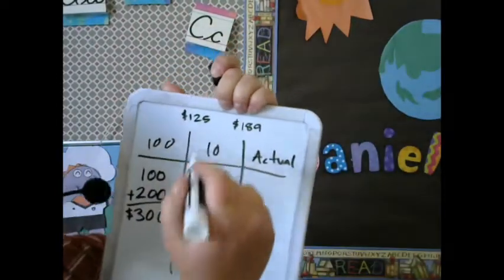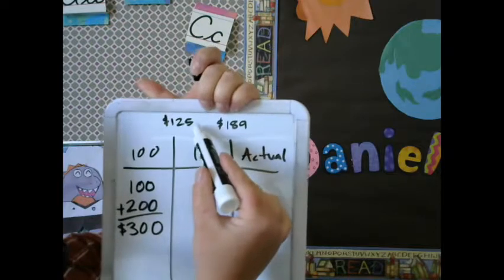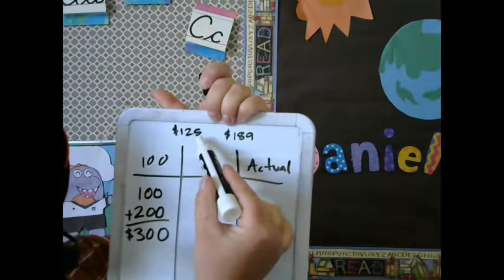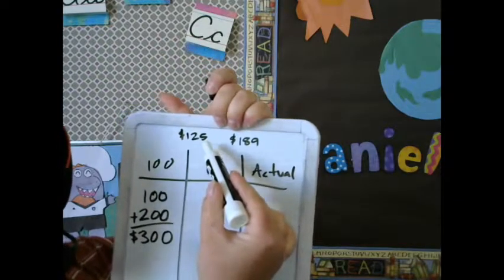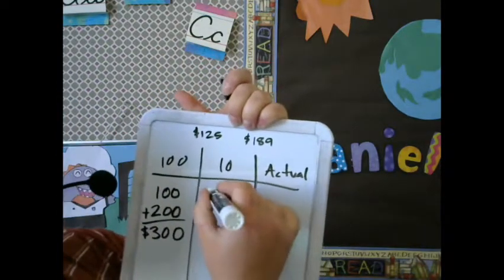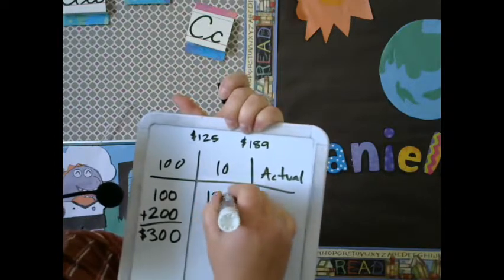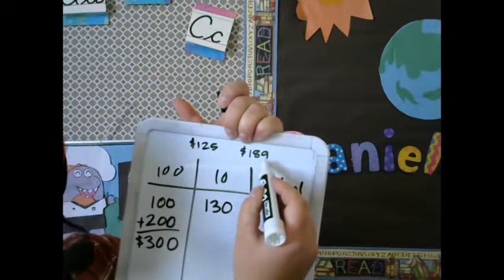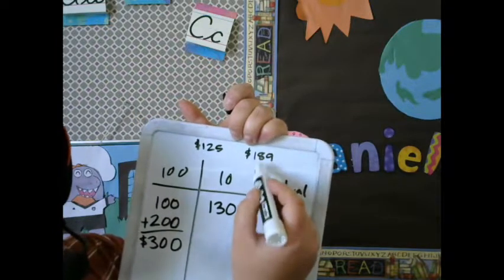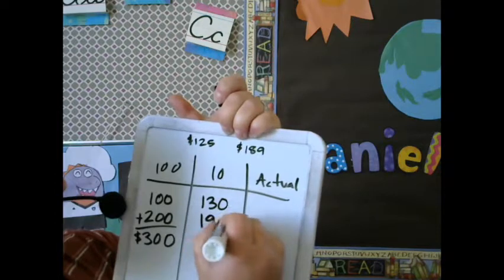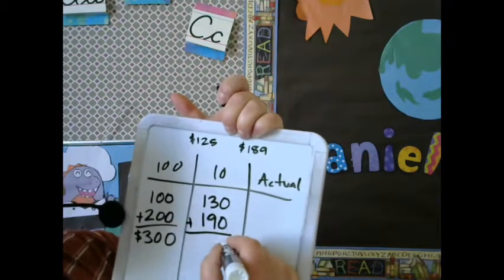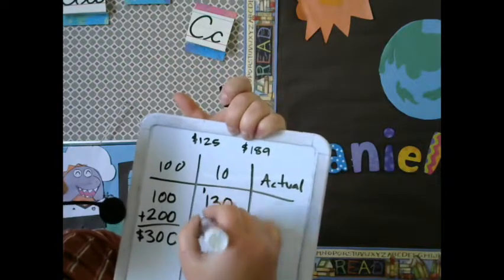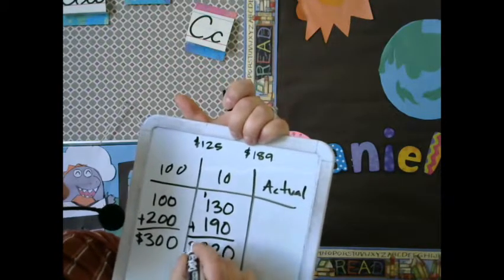Okay, next one, we're going to round to the nearest 10. So we're going to look at this 5. Is 5 closer to 0 or closer to 10? Well, we know that when it gets to 5, we bump it up. So that goes up to the next 10. So it goes up to 130. Okay, the 9. Is 9 closer to 0 or closer to 10? That is obviously closer to 10, so that'll go to a 190. We're going to add that up. So 0 plus 0 is 0. 3 plus 9 is 12. 1 plus 1 plus 1 is 3. So right here we've got 320.